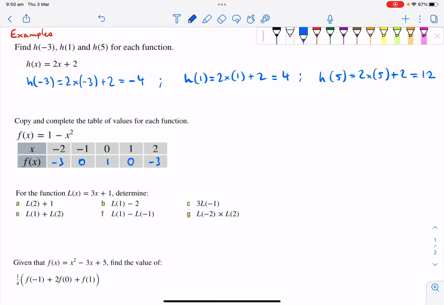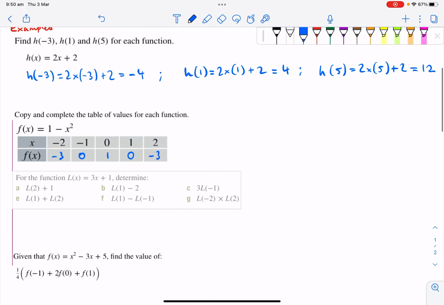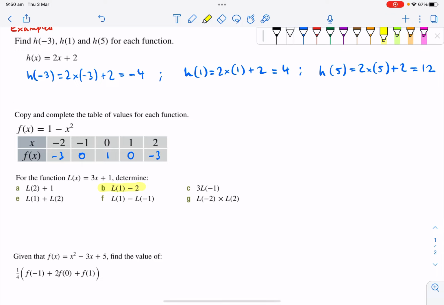Okay, now the next part is a bit more interesting. I don't think I should do all of them, but I'll select B, E, and G. So let's start with B. B asks me to find L1 take away 2. Well, I can't do that unless I calculate L1 first. L1 is derived from here, so we're going to replace all the x's with 1. That means 3 times 1 plus 1, which equals 4. Now, if I want to calculate L1 take away 2, this is 4, because I just calculated that.